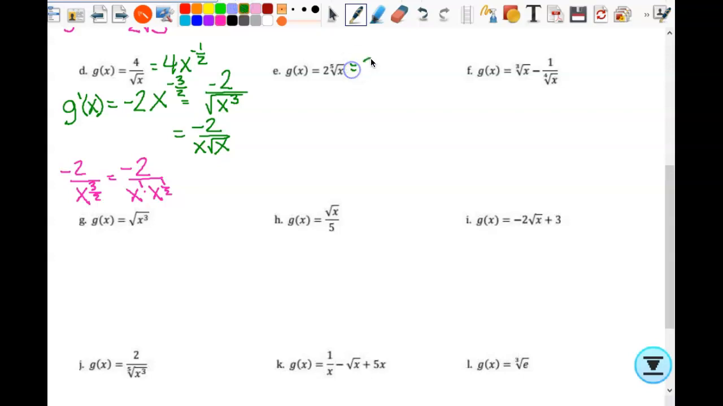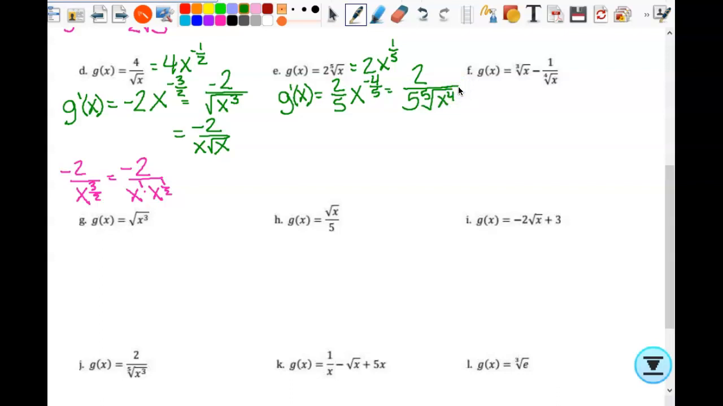I need to rewrite this. This becomes 2 times x to the 1/5 power. So I want g prime, so I'm going to multiply 1/5 times 2. That's going to be 2/5 times x. So if I take 1/5 minus 1, what does that give me? Negative 4/5. Yes. Okay. So then that is going to be equal to, I have a fraction, 2 in the numerator, 5 in the denominator. Is this going to be a 4th root or a 5th root? 5th root. 5th root of x to the 4th. Can I simplify that one?